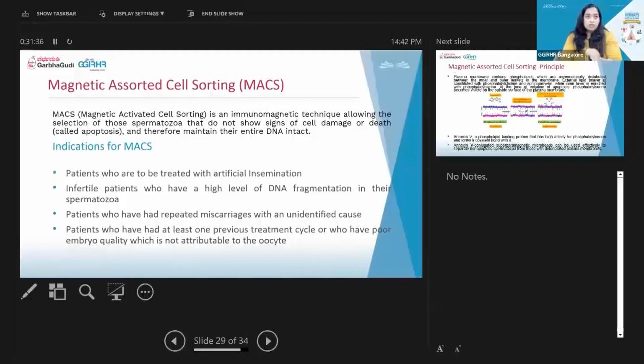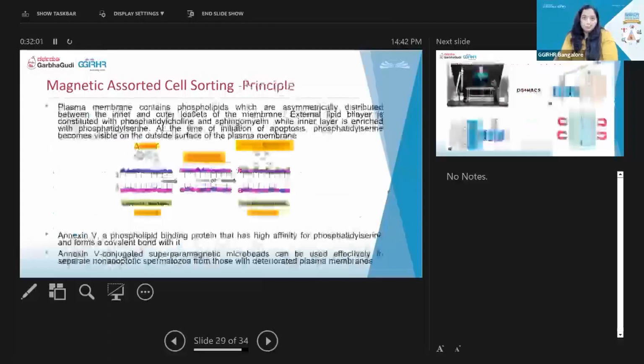What are the indications for the MACS? Patients who are to be treated with artificial insemination, patients who have a high level of DFI, patients who have repeated miscarriage, and in case of unexplained infertility, and who had a previous treatment cycle with poor embryo quality or no embryos as well, where you cannot find any reason from the oocyte quality.